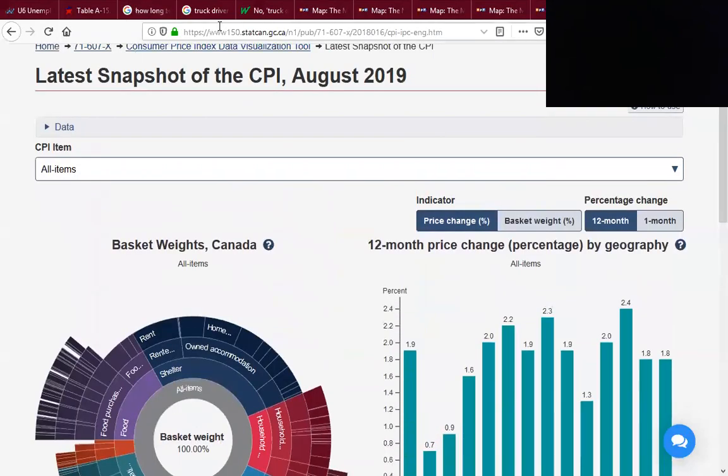So that's the basket weights over time, right? How's it determined?